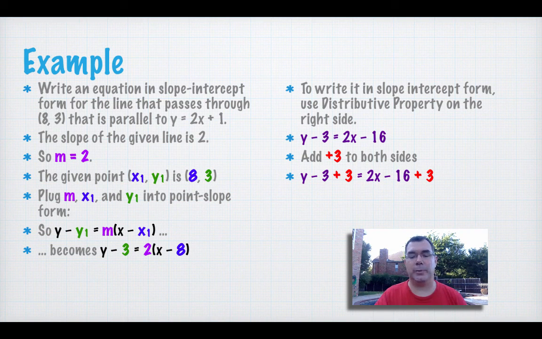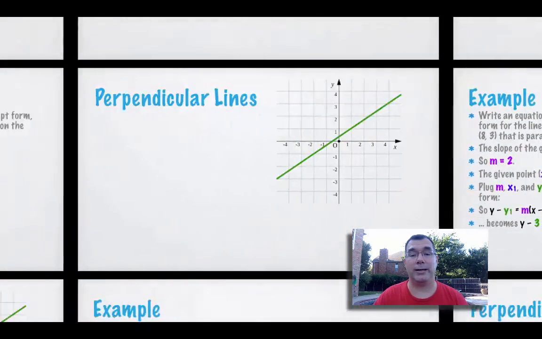The minus 3 and the plus 3 on the left are going to cancel out, and the minus 16 and the plus 3 on the right are going to simplify to be minus 13. So my equation is y = 2x - 13. That is parallel to y = 2x + 1 because it has a slope of 2, and it is going to pass through the point (8, 3). So I've found the correct line.